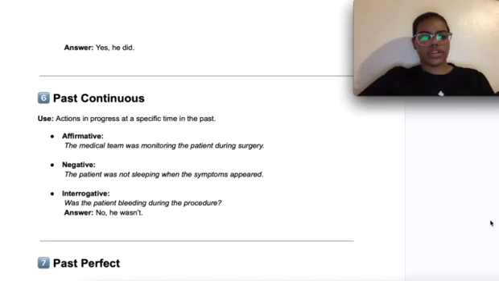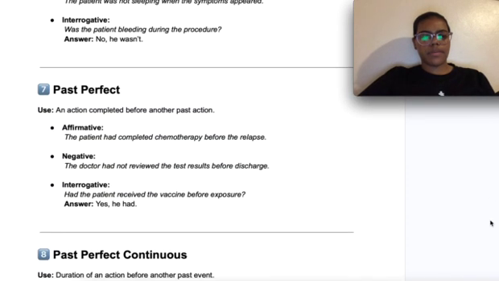Past continuous. Use: action in progress at a specific time in the past. Affirmative: The medical team was monitoring the patient during surgery. Negative: The patient was not sleeping when the symptoms appeared. Interrogative: Was the patient bleeding during the procedure? Answer: no, he wasn't.